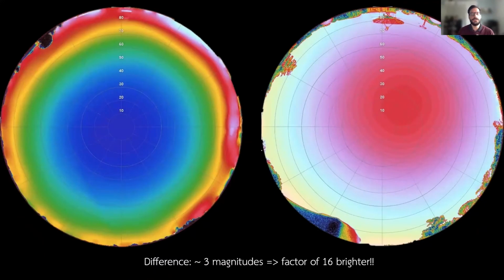And in fact, the difference here is about 3 astronomical magnitudes, which means that the night sky in Vienna is more than 16 times brighter than measured at the national park, which is only slightly polluted.